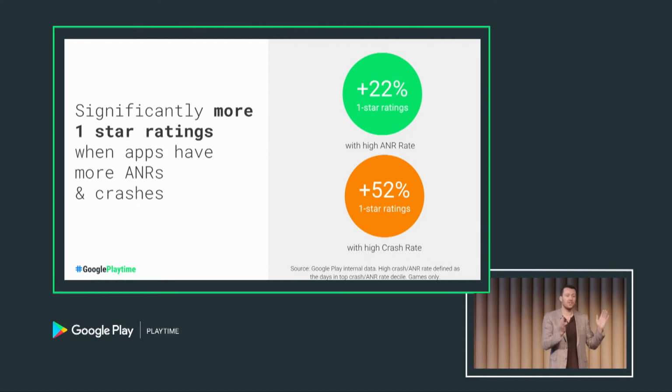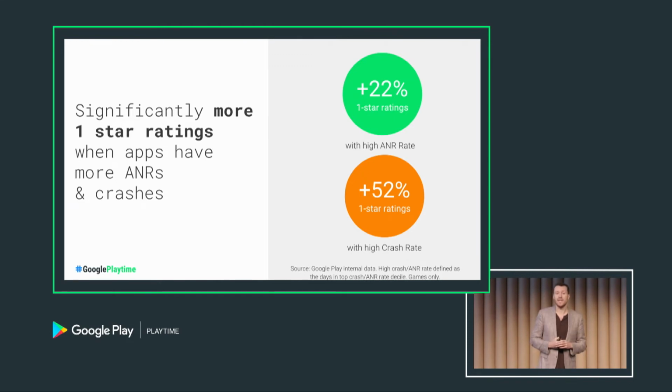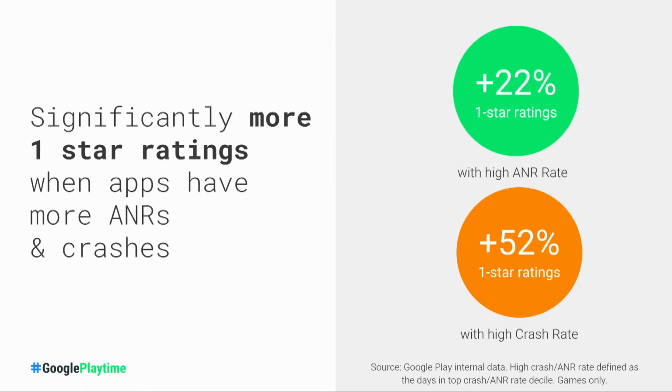So great that these other developers are having success using Vitals, but is this really impacting me and my business? Well, we looked at apps that actually have a high crash rate. And as Tian mentioned earlier, users who have a higher crash rate leave 52% more one-star ratings than users with a lower crash rate, and 22% more one-star ratings with a higher A&R rate.